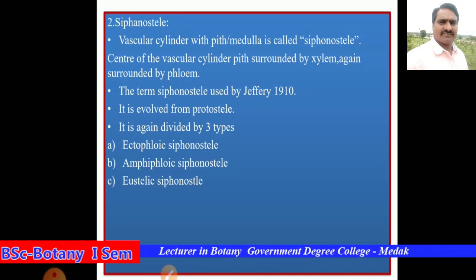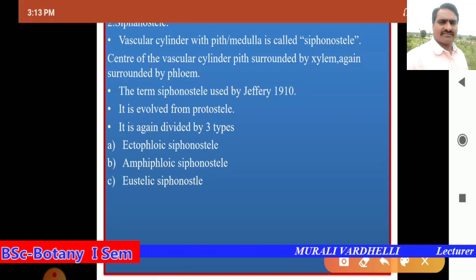By the arrangement of xylem and phloem, this siphonostele is again divided into three types, right? One is ectophloic siphonostele, second one is amphiphloic siphonostele, third one is eustelic siphonostele. So these three types of siphonosteles are present in this stele, right? Who first used the term siphonostele? Jeffrey in 1910.